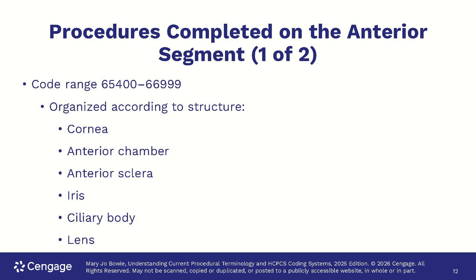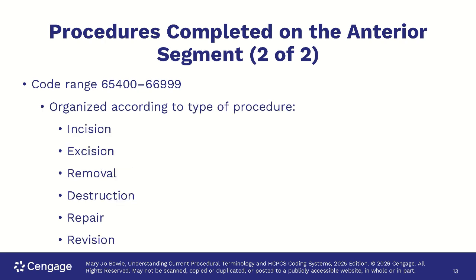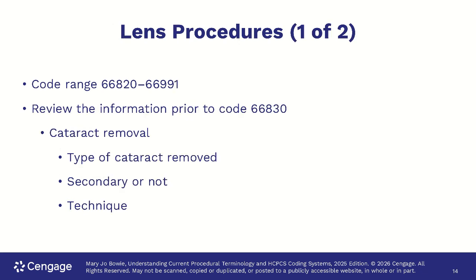All right, procedures completed on the anterior sclera. These are organized according to the structures that are found in the anterior segment. So you see cornea, anterior chamber, so forth and so on. And then they're further organized by the type of procedure. So incision, excision, removal, destruction, repair, etc.